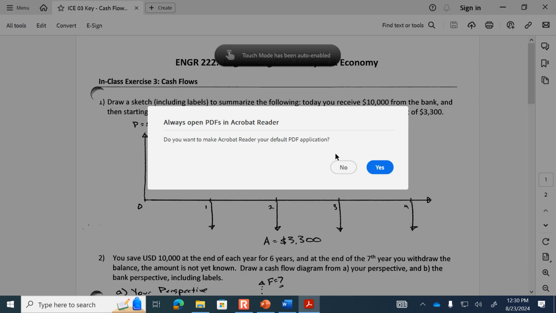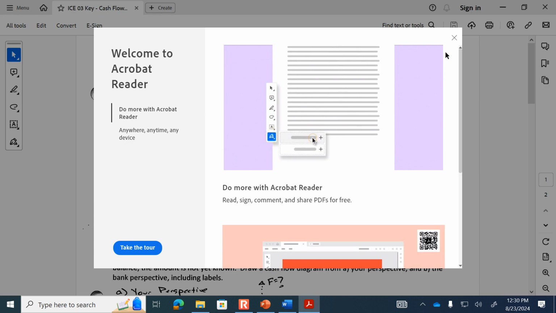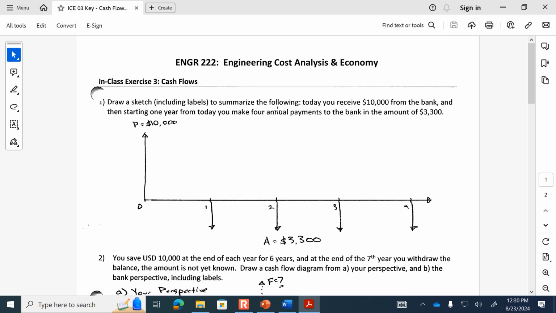So let's take a look at the solution of the first one. It says, draw a sketch including labels to summarize the following. Today you receive $10,000 from the bank, and then starting 1 year from today, you make 4 annual payments to the bank in the amount of $3,300. So you get $10,000. It's a solid line because we know the amount. It's labeled with a P. The line is longer than the other ones because that represents 10,000, whereas the other lines are just 3,300.